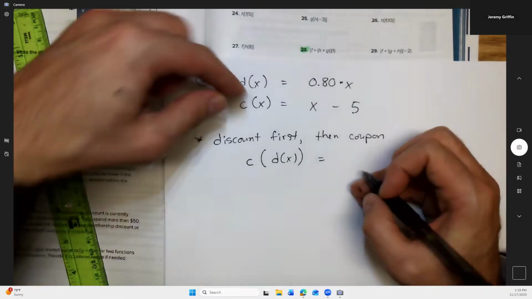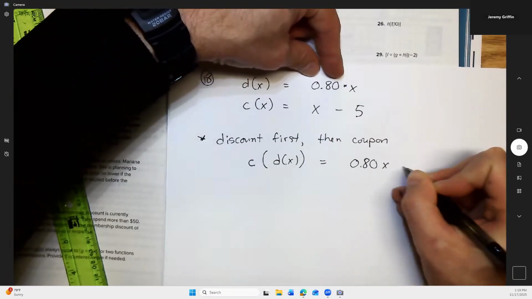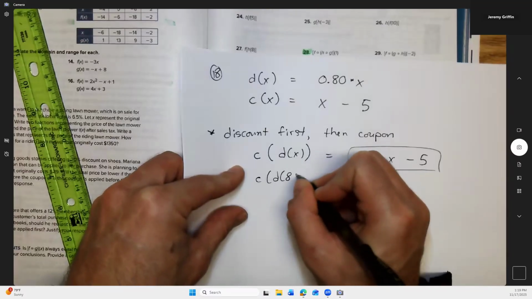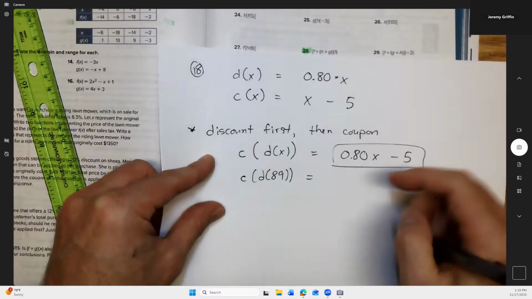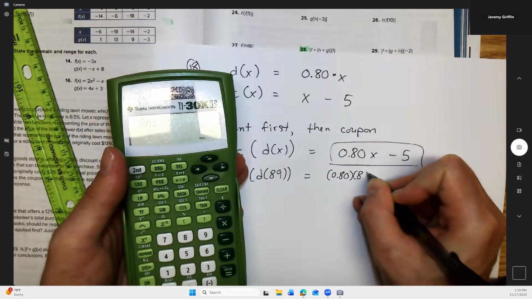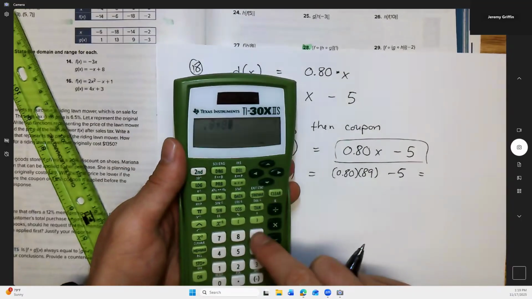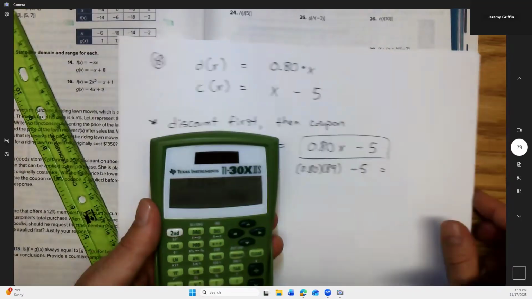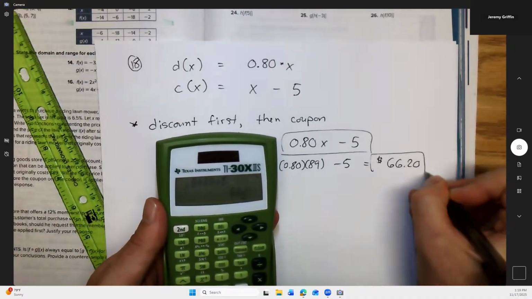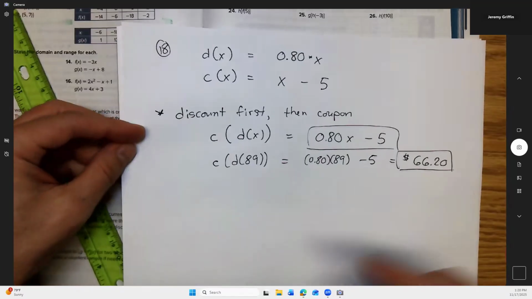So that'd be something minus 5, but that something is the discount price. So it'd be 0.80x minus 5. So it'll be like that. Okay. And then what is the coupon of the discount of $89? Well, let's just pop in an 89 there. So that'd be 0.80 times $89, and then subtract 5 after. That's 0.8 times 89 minus 5. Okay. It's giving me $66.20. Okay, if I throw in a little dollar sign, she would be paying that much. That's if she applies the discount first as a percentage and then the coupon afterwards.